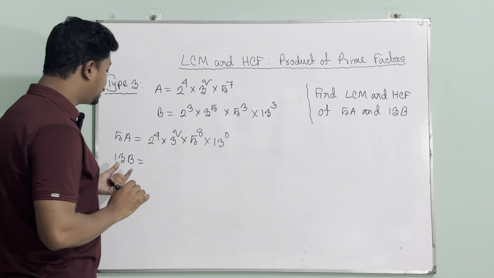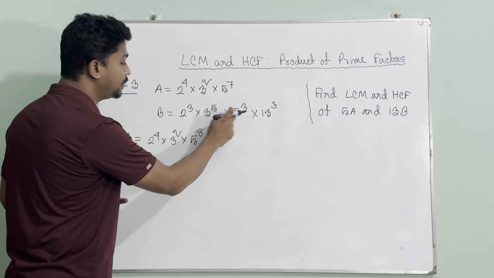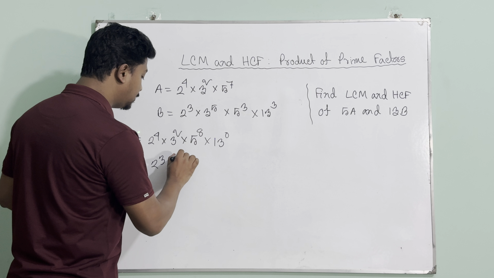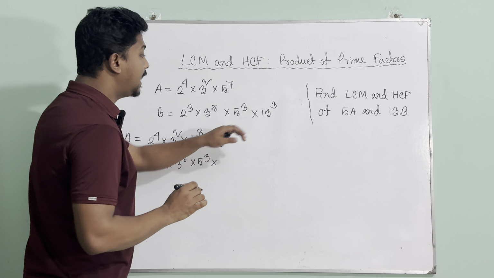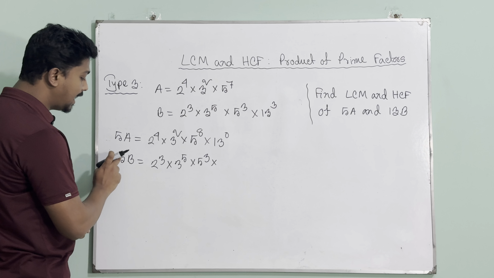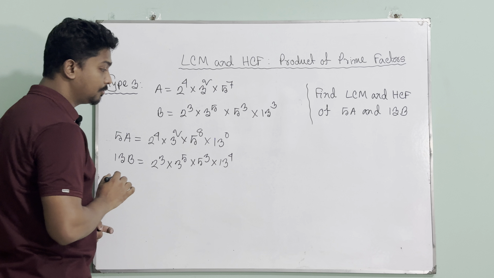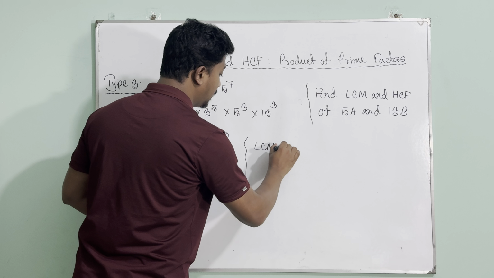Again, we are multiplying B by 13. We don't need to multiply anything with 2, 3, and 5. They remain as they are: 2 cube, 3 to the power 5, and then 5 cube. Now we had three 13s multiplied together, 13 cube. We are multiplying with another 13. So this is just going up by 1. So now we have 13 to the power 4. And then the LCM and HCF will be found in the same system.